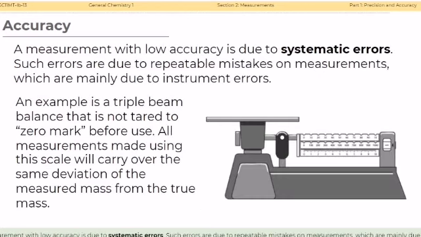A measurement with low accuracy is due to systematic errors. Such errors are due to repeatable mistakes in measurement, which are mainly due to instrument error. An example is a triple beam balance that is not tared to the 0 mark before use. All measurements made using the scale will carry over the same deviation of the measured mass from the true mass.